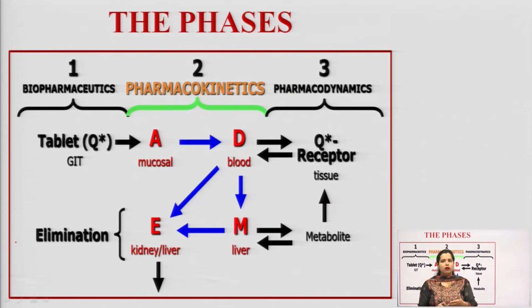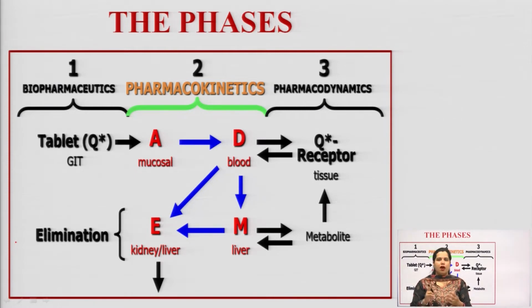And pharmacokinetics is what the body does to the drug, that means various processes in the body affecting drug performance, like I have said earlier, absorption, distribution, metabolism and excretion. These all come under the pharmacokinetic study.